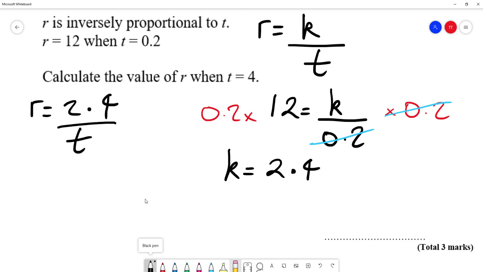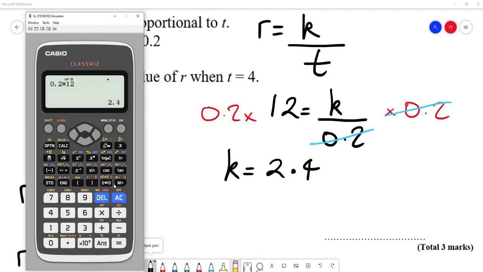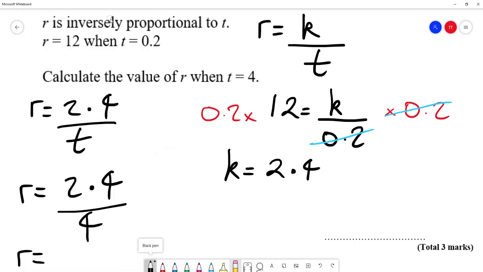Calculate the value of R when T is 4. So we get 2.4 over 4. So that gives me 2.4 divided by 4, which is 0.6.